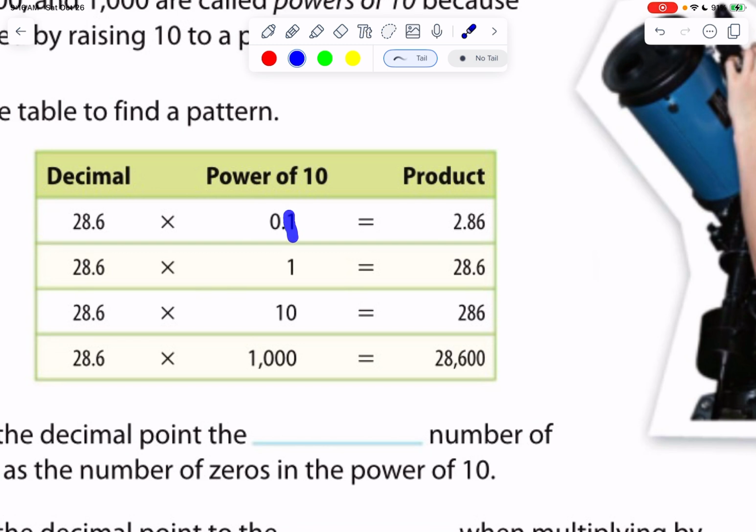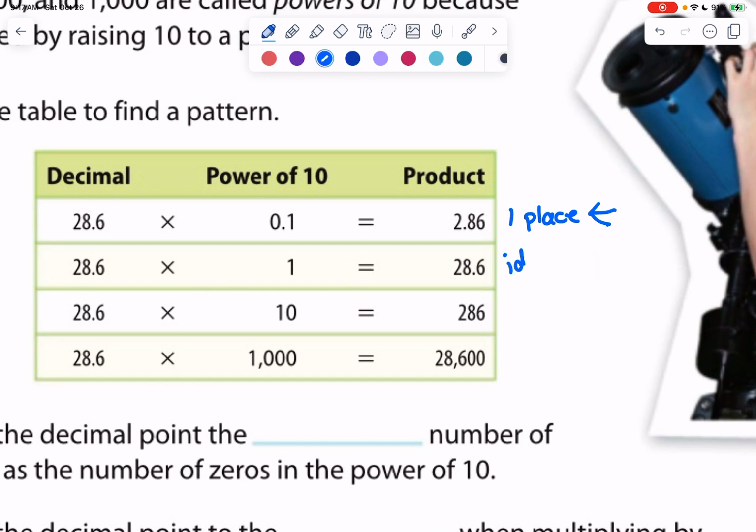This is one digit to the right of a decimal. So something about the decimal in the product needed to move one place, all right? Specifically, it moved one place to the left. Got it? Let's take a look at the next one. This is 28.6 times 1. It's still 28.6. That decimal didn't move.